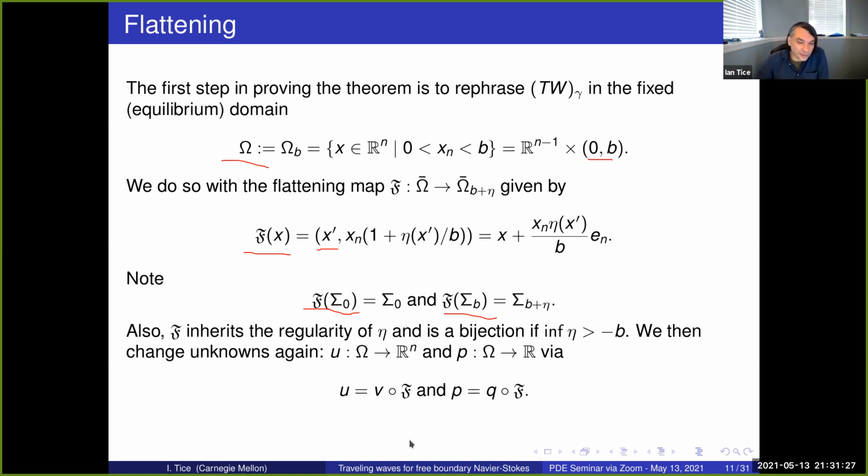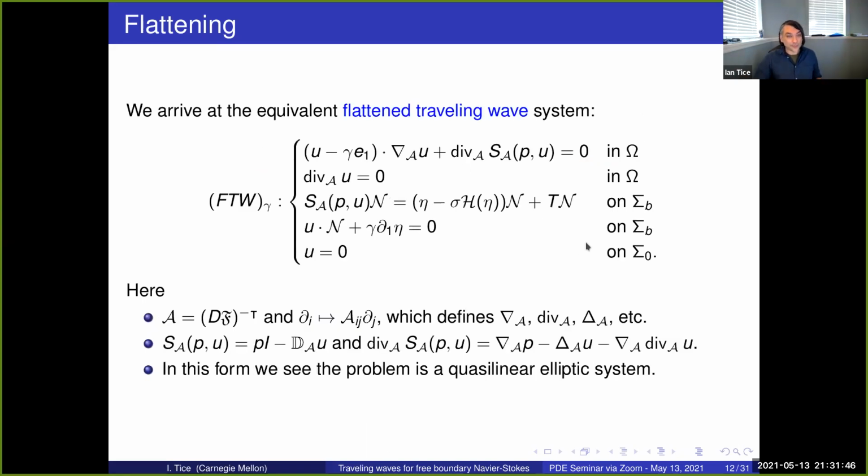So using this change of unknowns, we can rephrase the entire problem on the equilibrium domain omega by introducing new vector fields U and a scalar pressure P just by composition with our flattening map. So V was our previous unknown, U is our new unknown that will be phrased in the equilibrium domain. When we do this, we arrive at an equivalent system of equations that we call the flattened traveling wave system. This looks a lot like the system that I wrote before. The only difference is that all of the differential operators that I write have the subscript A on them.